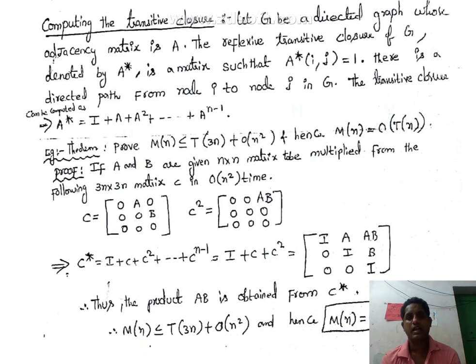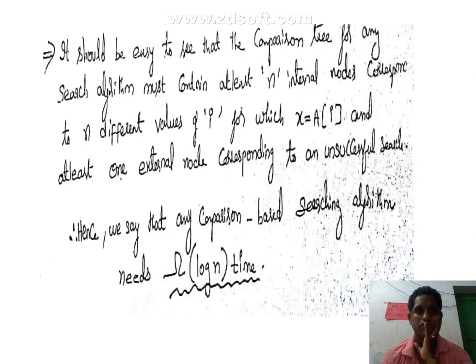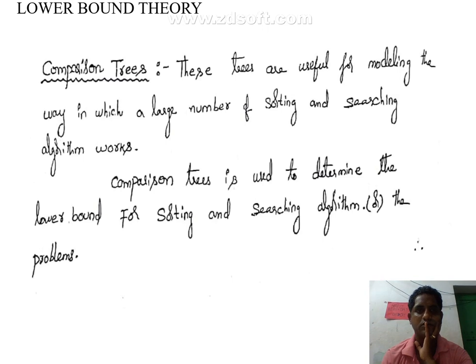In computing the transitive closure, let G be the directed graph with adjacency matrix A, and the reflexive transitive closure of G. Perform two operations, then we get C equals C squared, that is I plus C squared, equal to [I A AB; 0 I B; 0 0 I]. The product AB is obtained from C squared, M(n) equal to O of T(n). So likewise, we have performed the operations. This is the lower bound theory.